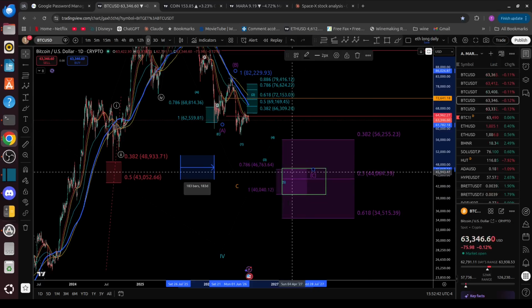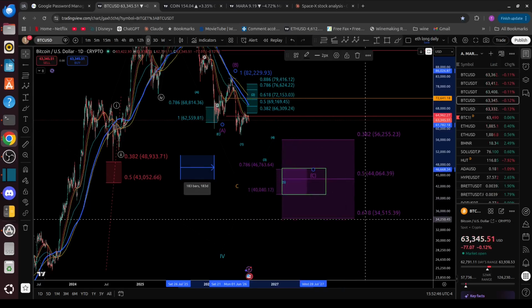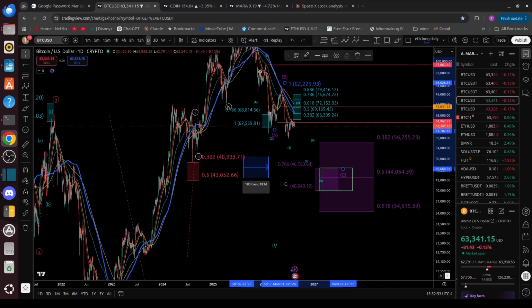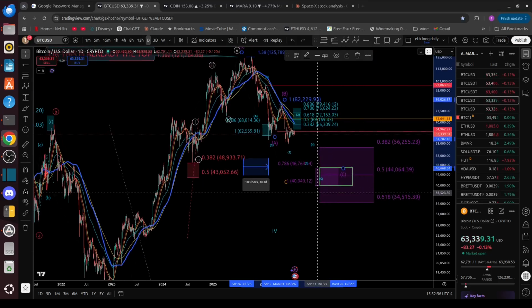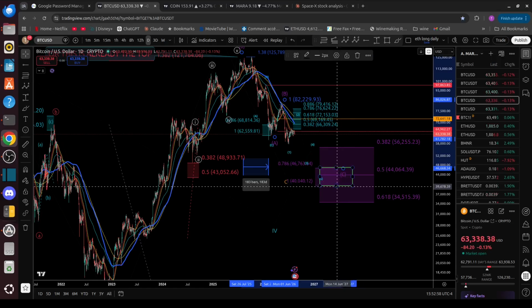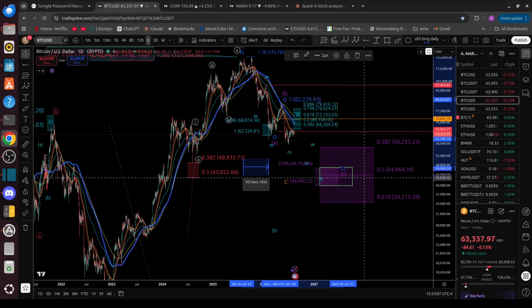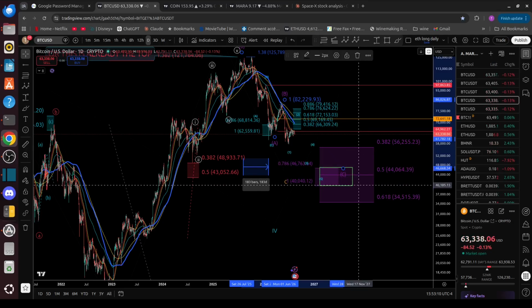$44,064. So as you can see, I did a box here, a green box. This is my accumulation level. For sure, if it goes to $34,500, I'm going to jump in like crazy. So these are my levels that I intend to reaccumulate here. Between 46,700, let's say 46,800, I will start slowly to accumulate, and then every level I'm going to go lower or reach, I will incrementally scale in.